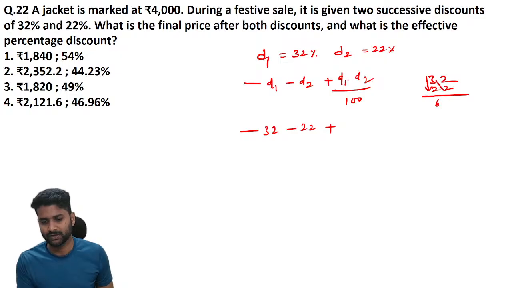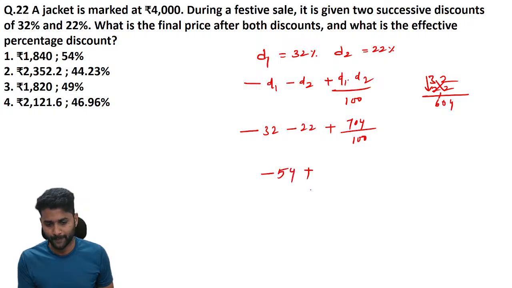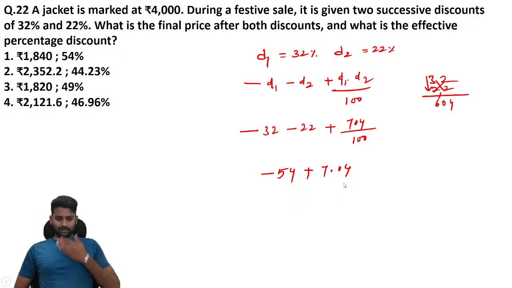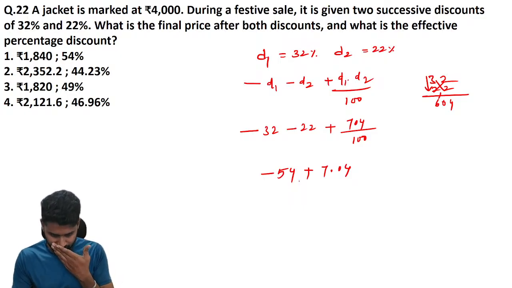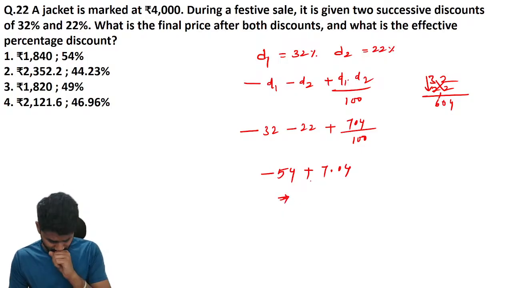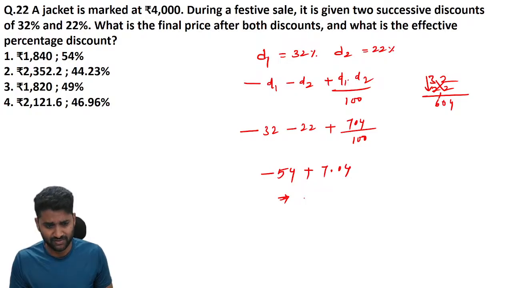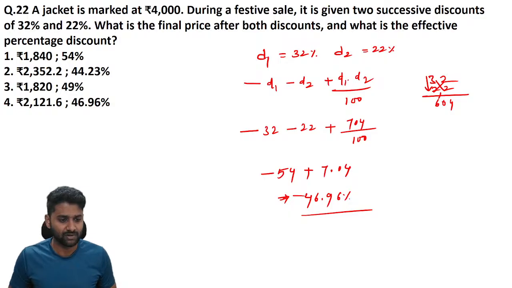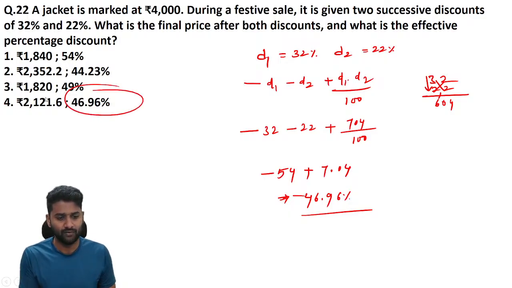Minus of 32 minus of 22 plus 32 into 22. 3 into 2 is 6, 3 into 2 is 6. So again 1, 2 into 4. Now the value becomes 704 divided by 100. Now the value becomes 54 plus 7.04. If you subtract it here, 54 and 7, find the difference here, 47. So now the value becomes 46.96. So you got the discount of 46.96. You can see that 46.96 is the successive discount and you can directly choose the answer.